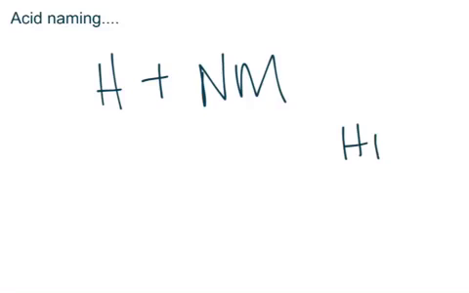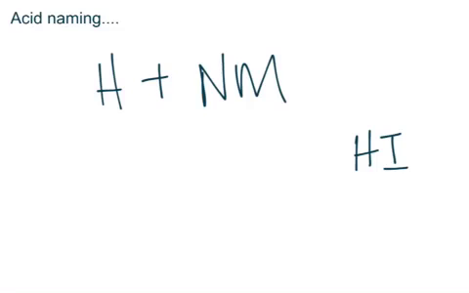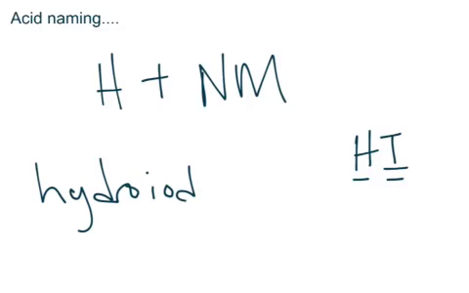If we were naming HBr, again, hydrogen plus one nonmetal, that's going to be hydro. And then instead of bromide, it's bromic acid. Another example, we have hydrogen plus one nonmetal. That's hydro. Instead of iodide, it's iodic acid.